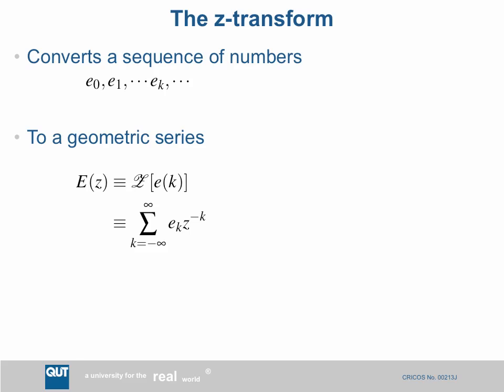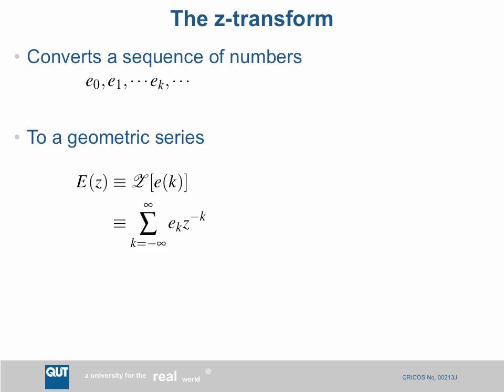Now, it is equal to the summation from negative infinity to positive infinity of e_k multiplied by z to the minus k. This is called the bilateral form of the Z transform, because k goes from minus infinity to plus infinity. Sometimes you'll see it written in what's called the unilateral form, where the subscripts go from 0 to infinity. So this is the general form of the Z transform.